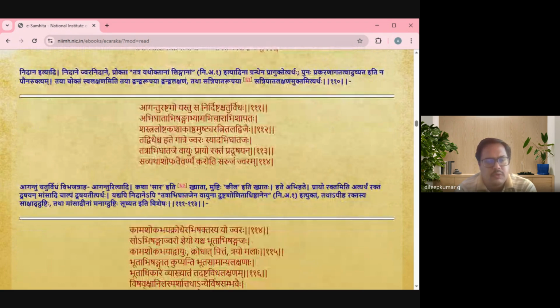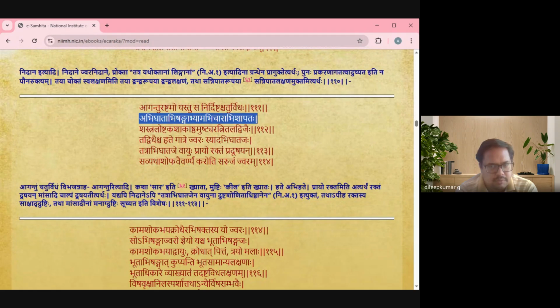Next, there is a description about Agantaja Jwara, which is again four types: Abhigataja Jwara, Abhishangaja Jwara, Abhicharaja Jwara, Abhishapataja Jwara. Abhigata is traumatic fever, because of trauma. Abhishanga is because of poisonous gases, poisons, etc., and psychological variations like Kama, Krodha. Abhichara is because of witchcraft, black magic. Abhishapa is a curse by saints, gurus, etc., so that is called Abhishapata Jwara.